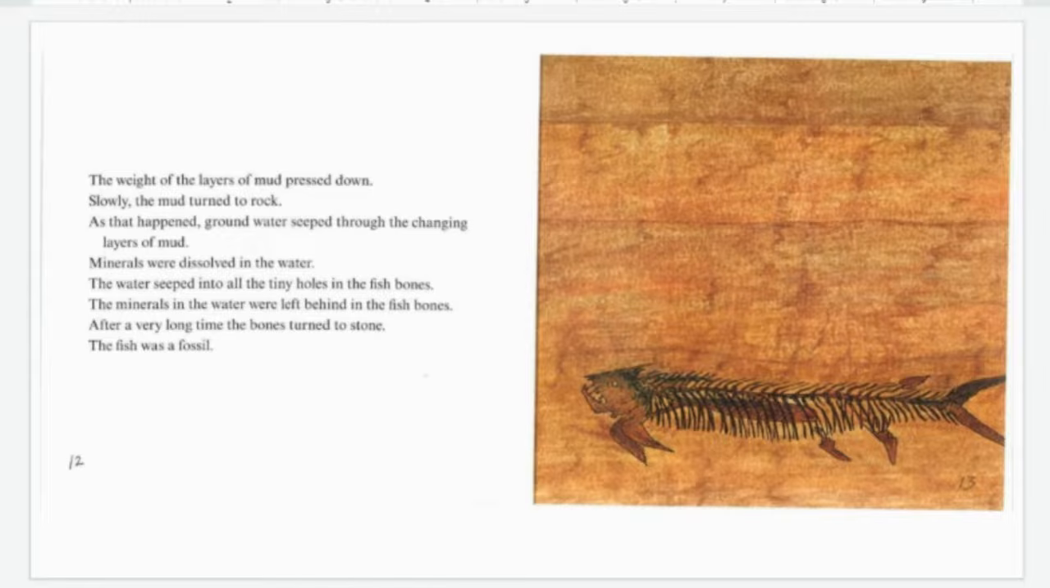The weight of the layers of mud pressed down. Slowly, the mud turned to rock. As that happened, groundwater seeped through the changing layers of mud. Minerals were dissolved in the water. The water seeped into all the tiny holes in the fish bones. The minerals in the water were left behind in the fish bones. After a very long time, the bones turned to stone. The fish was a fossil.